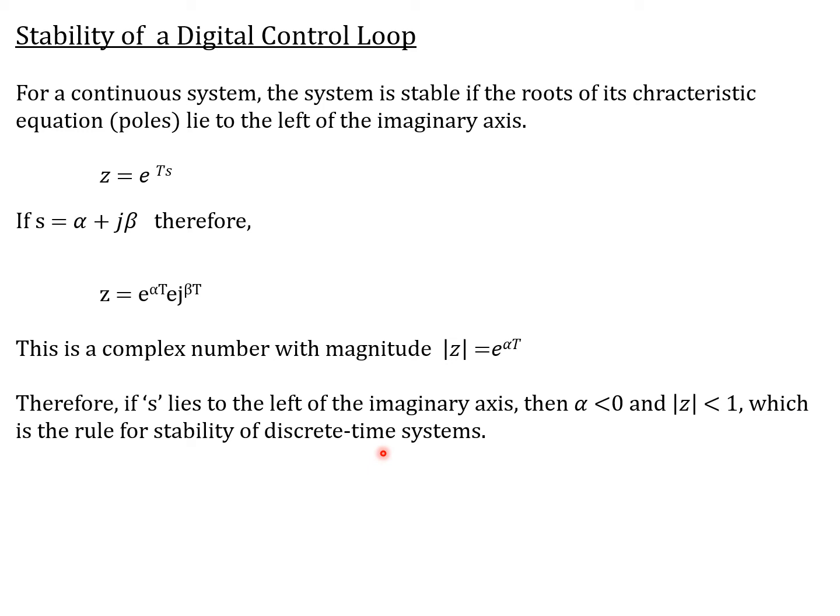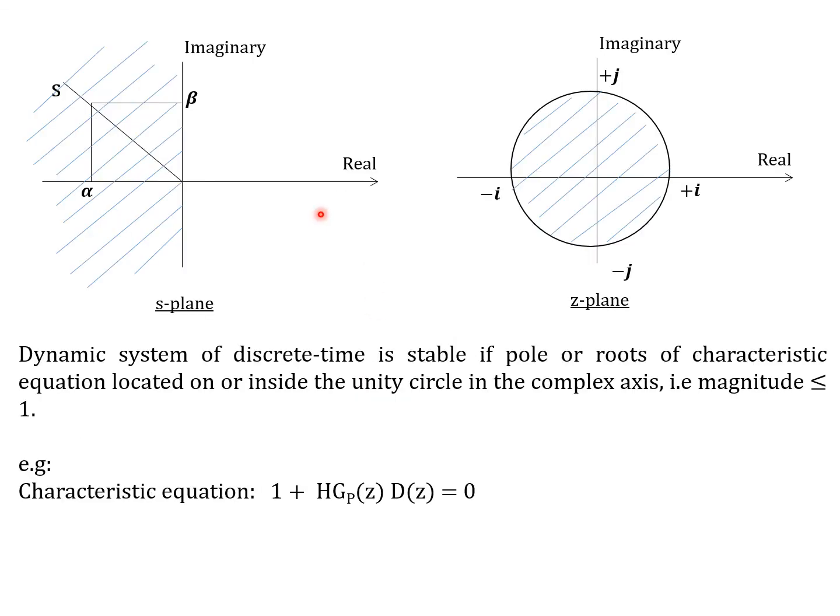So for continuous systems, stability is on the left of the imaginary axis. For discrete time, being inside the unit circle is stable. Other than that, it's not stable. We see in the diagram form, anything on the left is stable, and when converted, it has to be within the unit circle to be stable. So the dynamic system is stable if the poles or roots of the characteristic equation are located on the imaginary axis, which is just continuous oscillation, or inside the unit circle in the complex plane, where the magnitude is less than 1.